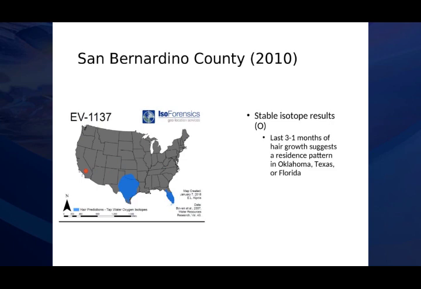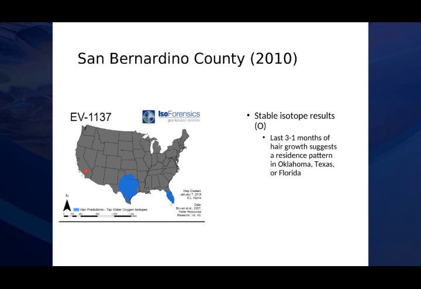However, when we looked at the last 3 months prior to death, there was a significant shift to a much higher oxygen isotope value. And so there was very little variation from 13 to 3 months prior to death, but in the last 3 months prior to death, a very significant shift that suggested places like Texas, Oklahoma, and Florida, so along the Gulf Coast of the southern United States. And so we believe that in her last 3 months of life, she likely resided in one of these locations and ended up over on the west coast of California.